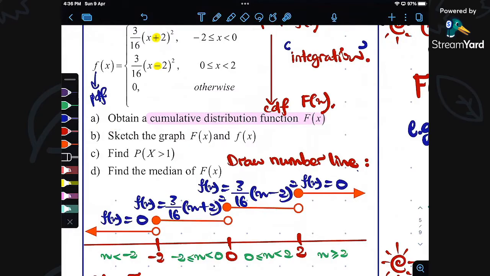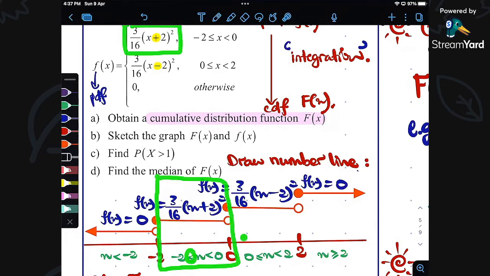So first thing first is by drawing a number line. This number line will really help you. Let me describe a little bit about this number line. This number line has a function of 3 over 16 times x plus 2, the whole thing squared. This is where the region of x is between -2 and 0, where -2 is included.